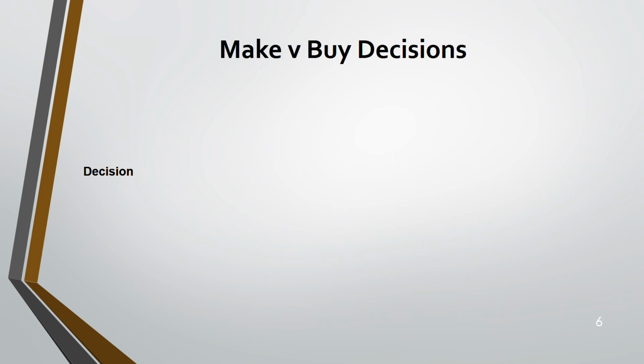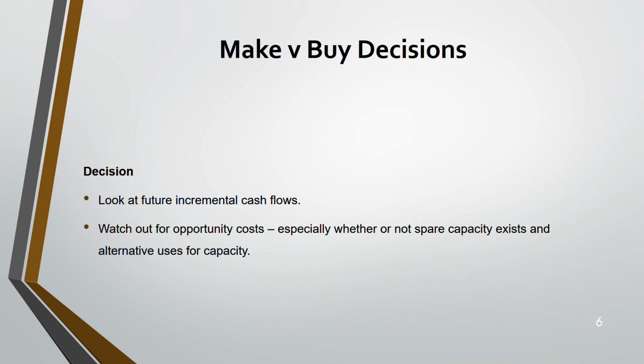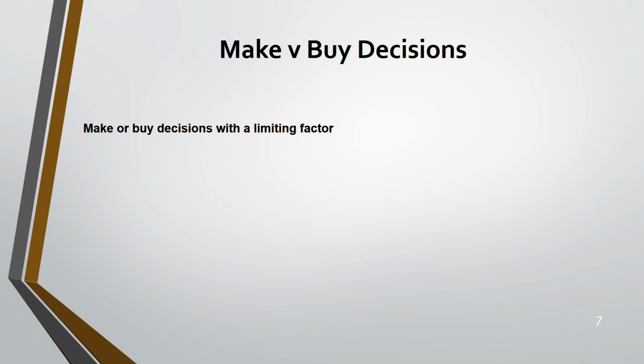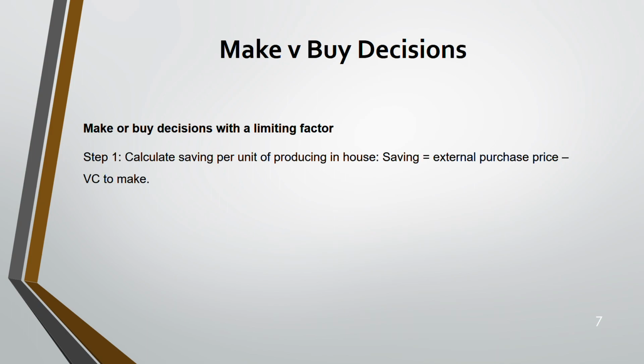Sometimes we have this decision whether to make this product or whether to buy it from another supplier. The decision is based on the future incremental cash flow. Then watch out for the opportunity cost, especially whether or not spare capacity exists and alternative uses for capacity. Then there are make or buy decisions with a limiting factor. You have to go through 5 steps if you have a limiting factor and have to decide whether to make or buy.